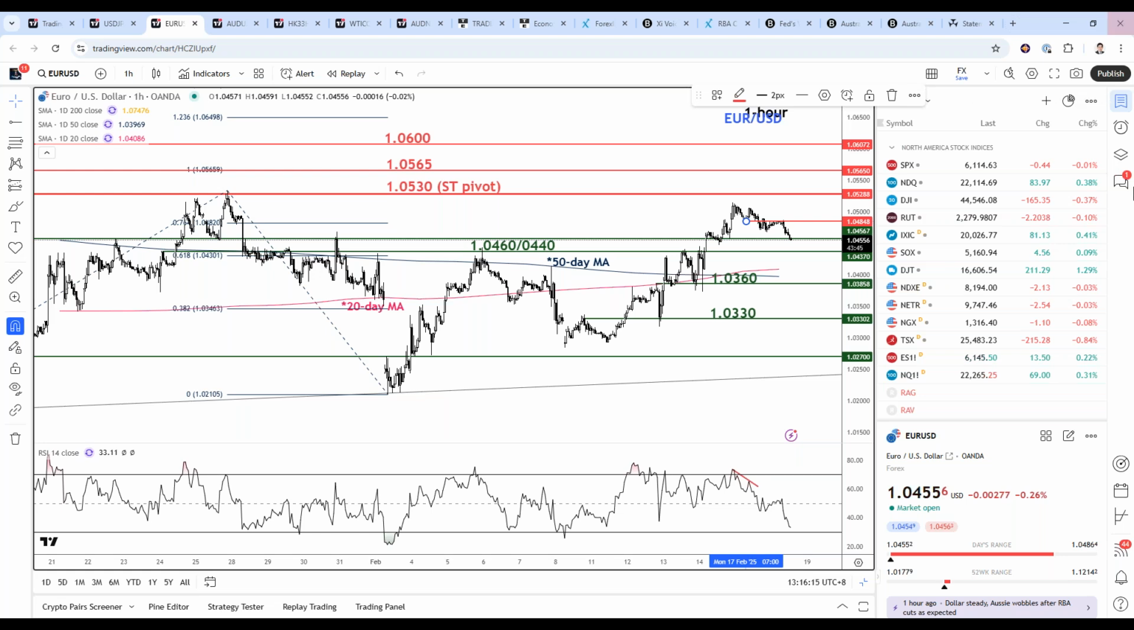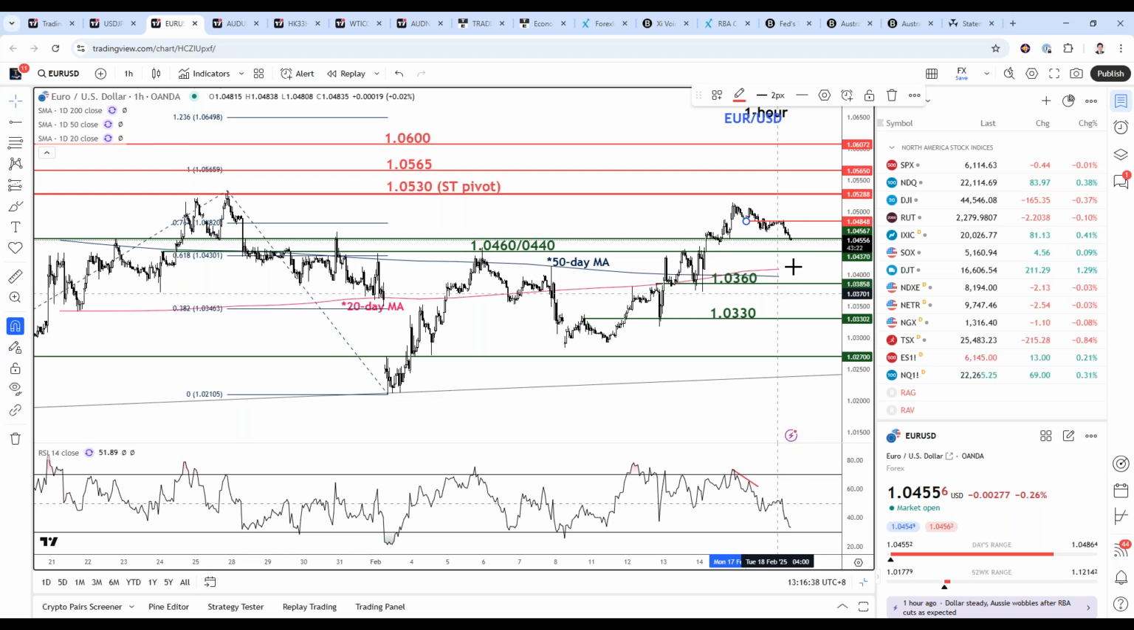As long as any bounce doesn't surpass above 1.0530, which was yesterday's short-term pivotal resistance that we highlighted, we'll still maintain that intraday bearish bias for today on the euro dollar. A breakdown below 1.0440 exposes the next near-term support level at 1.0360. It also confluences closely with the 20-day and the 50-day moving average, acting as a next near-term support level as well.